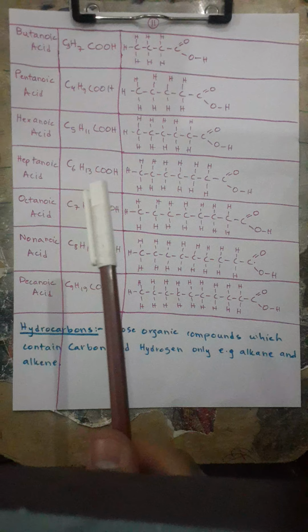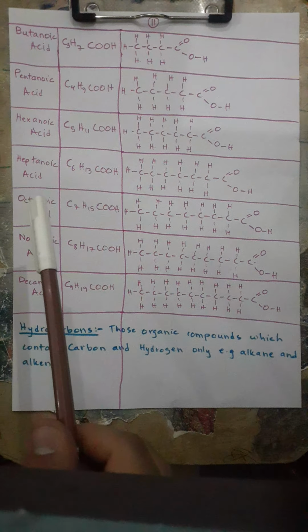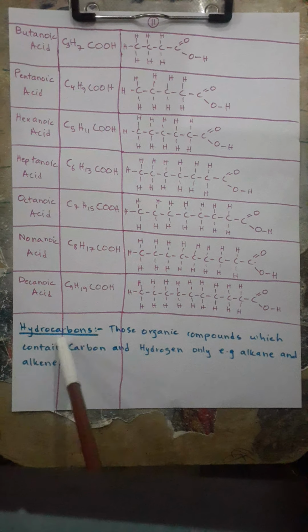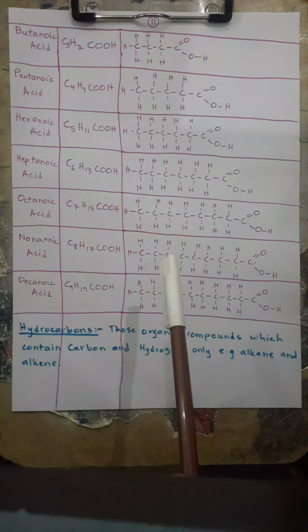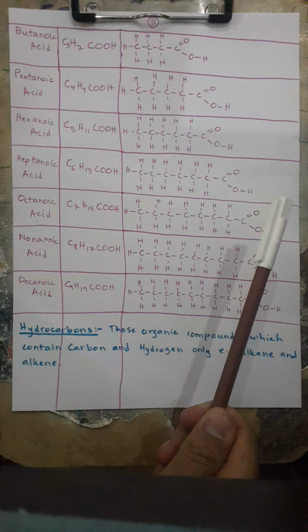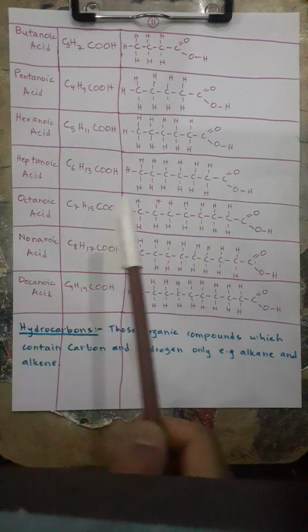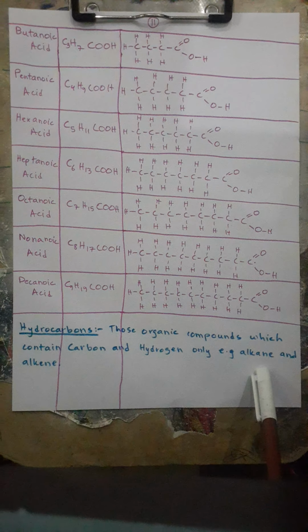So the families we have studied so far: number 1 alkanes, number 2 alkenes, number 3 alkanols, and number 4 alkanoic acids. We first studied hydrocarbons. What are hydrocarbons? Those compounds which only contain carbon and hydrogen. We noticed that only alkanes and alkenes contain carbon and hydrogen, not any other element, whereas alkanols and alkanoic acids contain oxygen in them. So it means that only alkanes and alkenes are hydrocarbons.